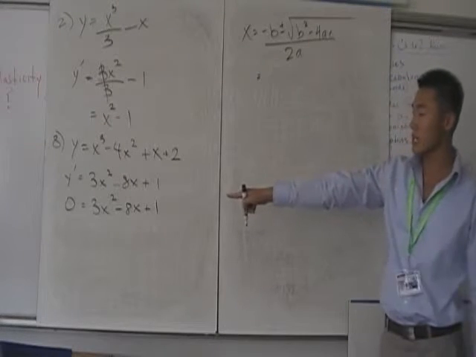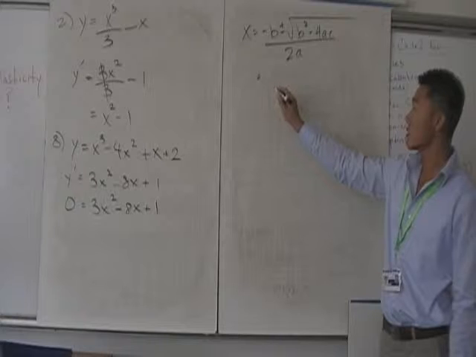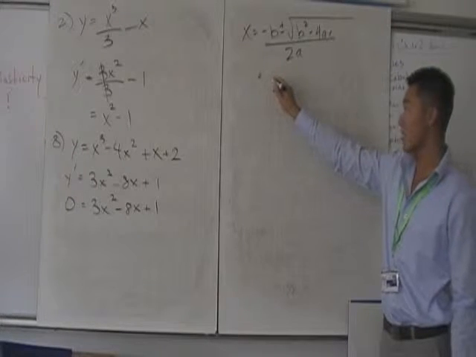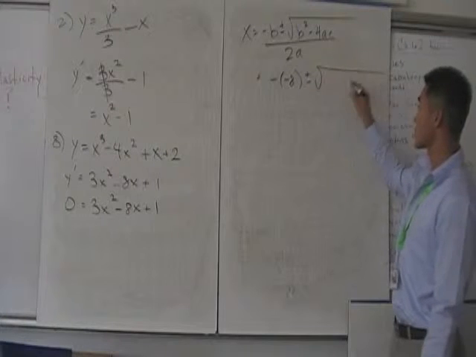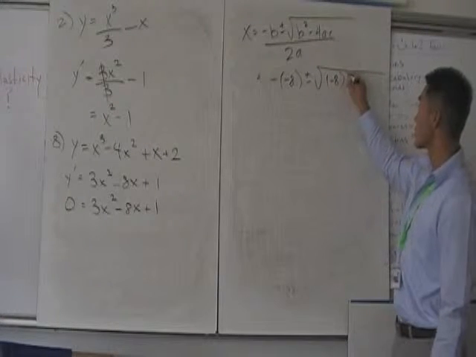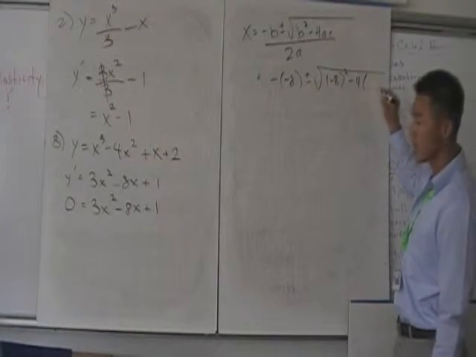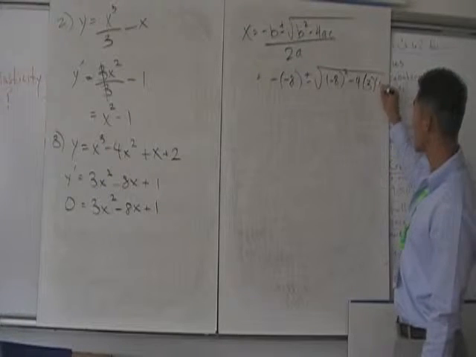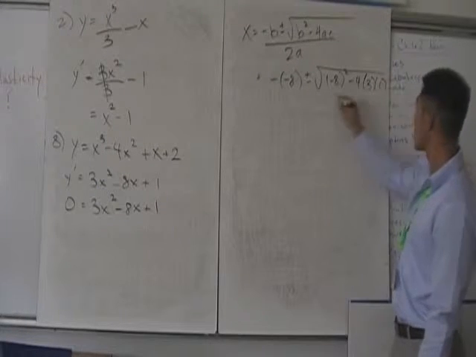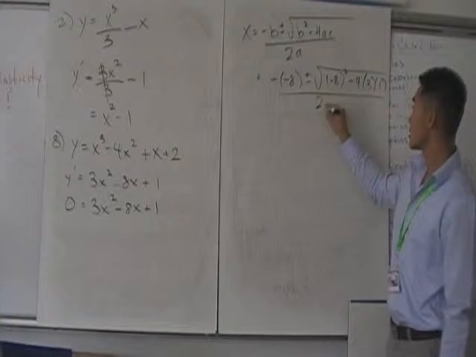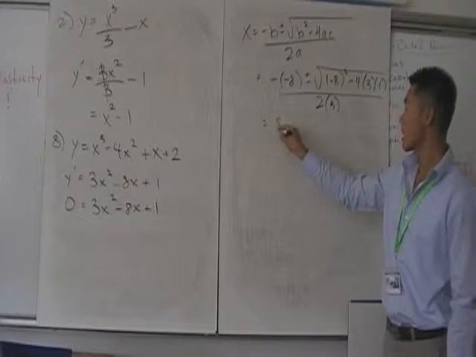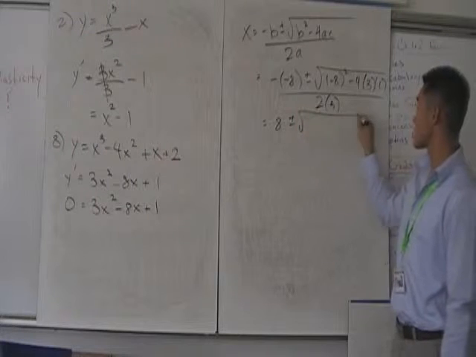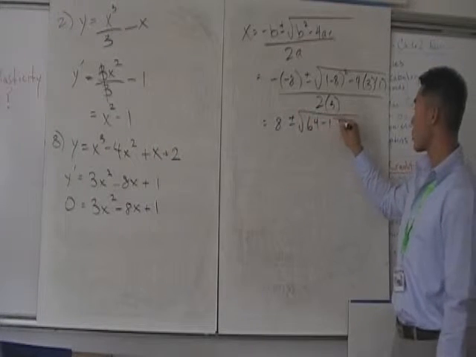Okay, so b in this case is what? Negative 8. So we have negative 8 plus or minus the square root of negative 8 squared minus 4 times a, which is 3, times c, which is 1, all over 2 times 3. So 8 plus or minus the square root of 64 minus 12 over 6.